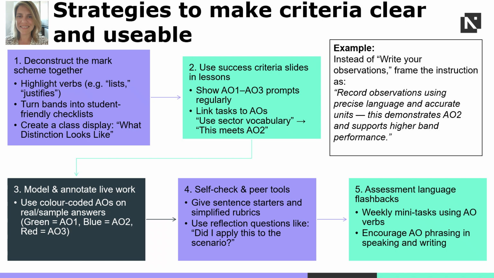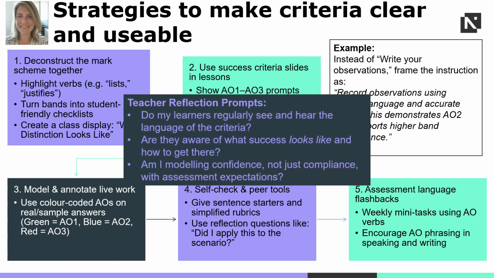So this summarises everything and brings everything together that we have looked at today, from core exams to ESP to occupational specialism and to overall quality planning in your curriculum design. So final questions for you to reflect. Do my learners regularly see and hear the language of the criteria? Are they aware of what success looks like and how to get there? And am I modelling confidence, not just compliance with assessment expectations?